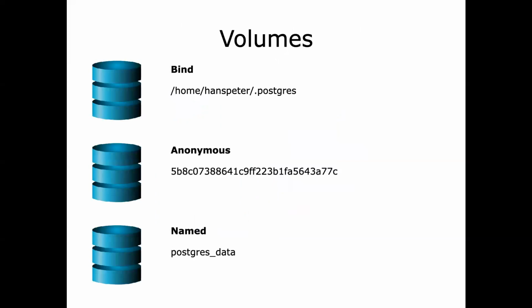Volumes are also very important. If you have to store data, you have to store it in volumes. There are three different kinds. There is a so-called bind volume, which maps something from your local machine to the Docker container. There's an anonymous volume, something very rarely used, and a named volume. This is the thing you usually use, for example, for databases.